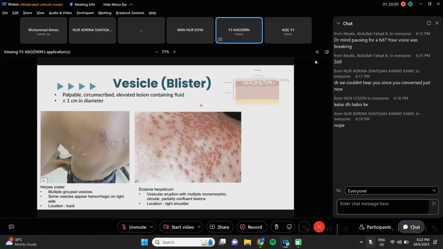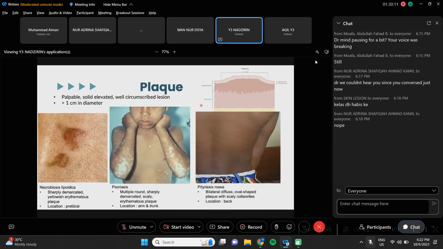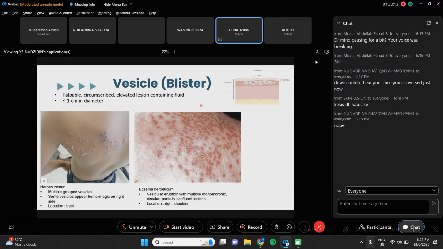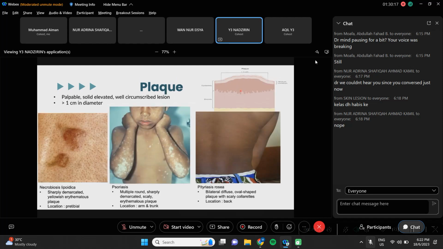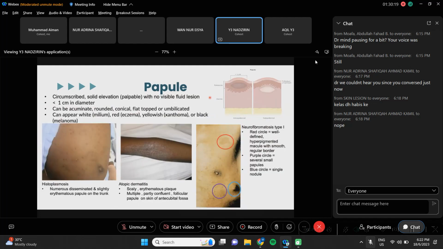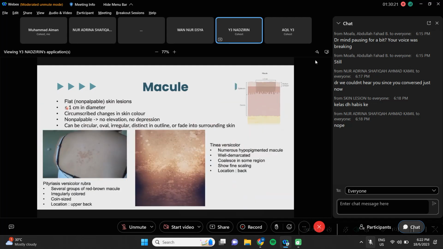In some textbooks, you may actually see that they define macule as less than 0.5 centimeter or 5 millimeter. So it just depends on the textbook. But to make it simple, you can divide it into less than 1 centimeter or more than 1 centimeter.